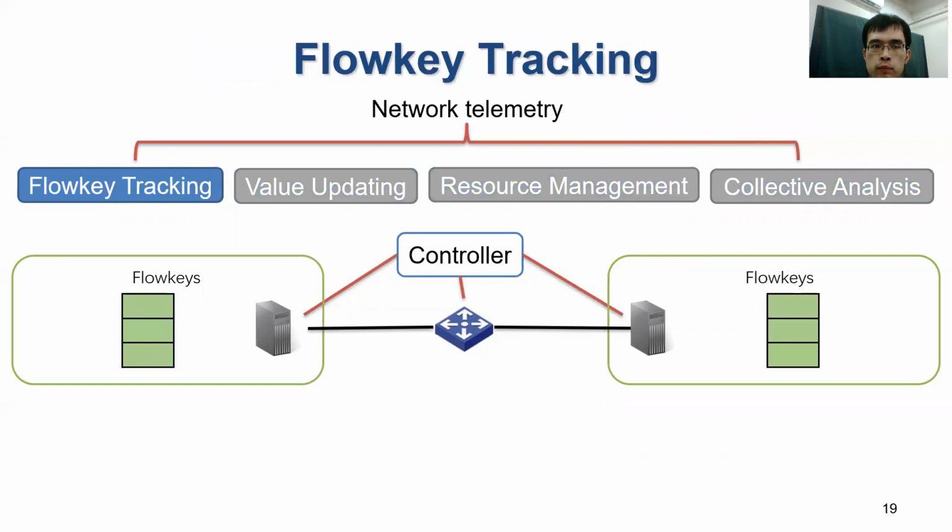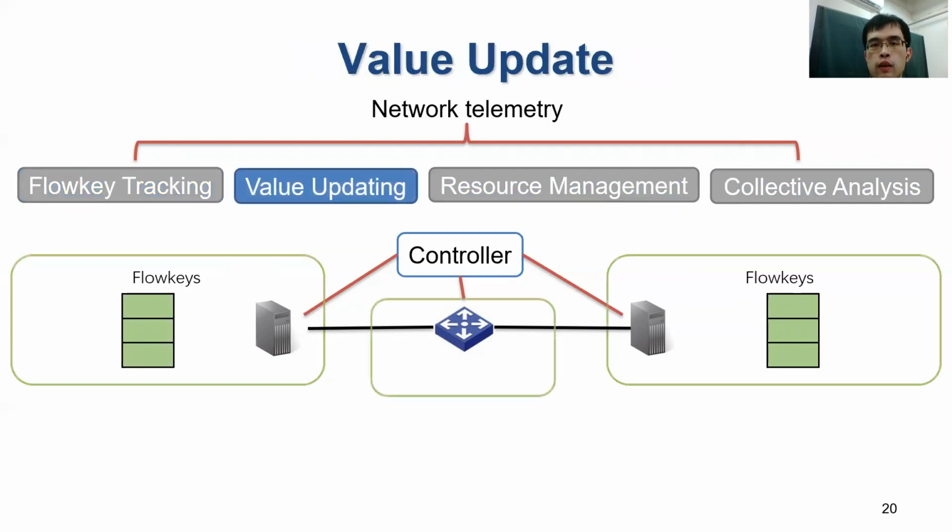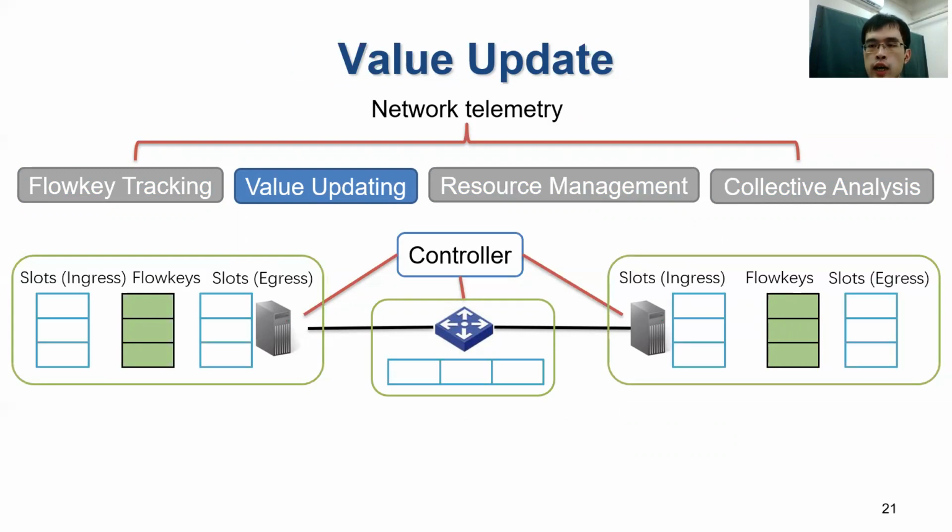For flow tracking, we observe that we only need to record each flow once in the network. Thus, we record the key of each flow in its source end host. For value updating, we track them in both end hosts and switches. In each device, we allocate some slots of counters to store flow values.